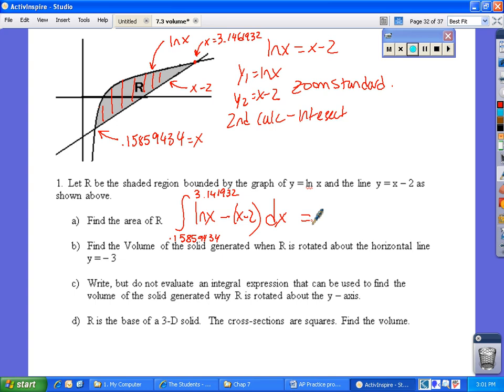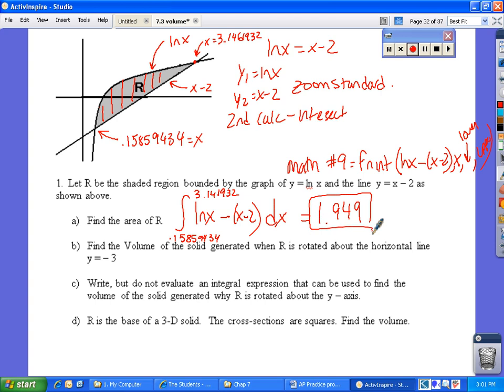So if I put this whole thing into my calculator, using math number 9, which says FNINT, you're going to put your function, natural log of x minus x minus 2, comma x, comma your lower bound, and then your upper bound. Close your parentheses. And if you do that, you should get 1.949, and then a lot of other decimals, but this is where you're allowed to round your answer. You're allowed to just write 3 decimals here. All right, so that's A.